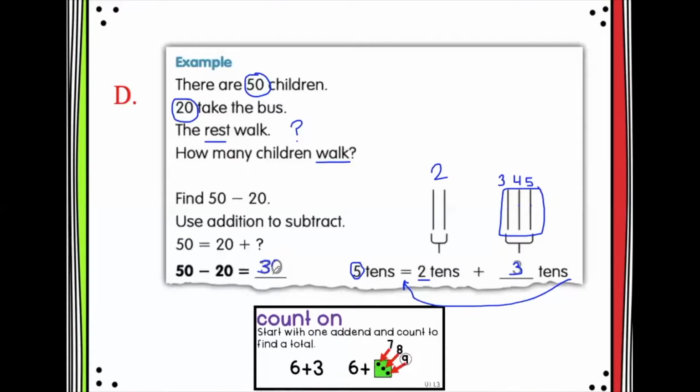So we can actually flip this around from our addition problem and make it a subtraction problem. 50 minus 20, which was one of the numbers we knew, equals 30. So we used the counting on strategy. We started with one of our add-ins. We counted on to find the missing number.